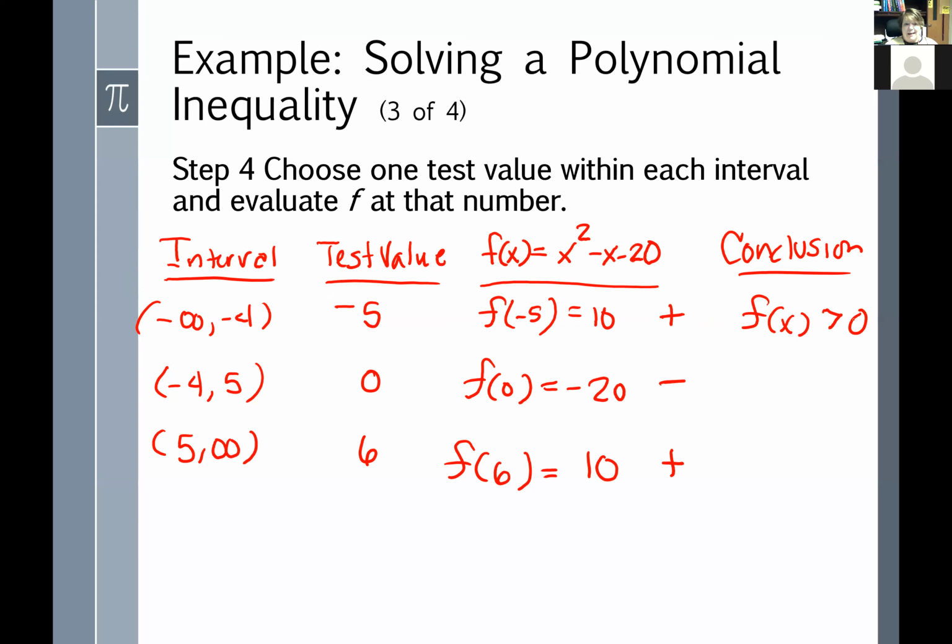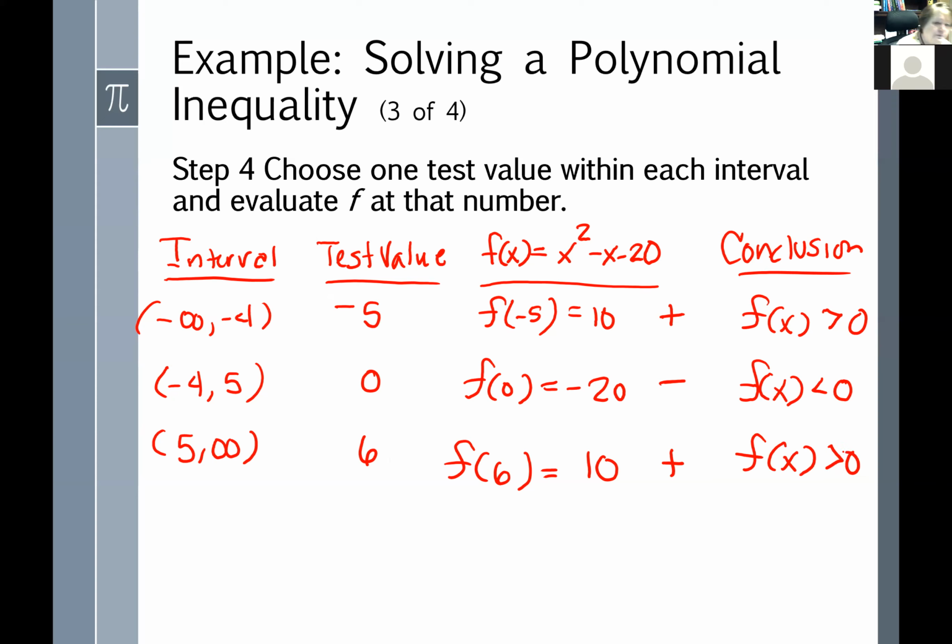Okay, in that second interval for my test value 0, I got a negative. So for every number between -4 and 5, the function's negative. So it's less than 0. And if we look at the last interval from 5 to infinity, for 6, the function's value is positive. So for every number greater than 5, this function's positive. So it's greater than 0.